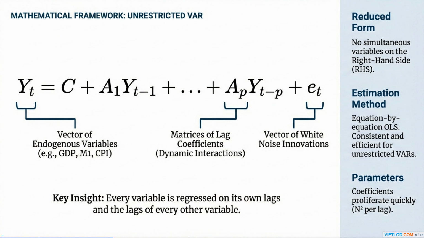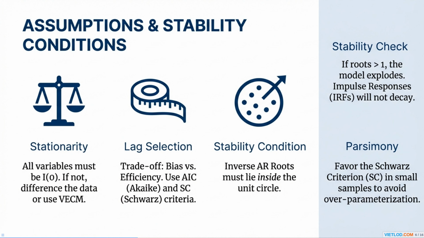Regarding its structure, the unrestricted VAR is in a reduced form, meaning there are no simultaneous variables on the right-hand side of the equations. This simplifies estimation. The estimation method for this model is typically equation by equation ordinary least squares, or OLS. This method is consistent and efficient for estimating unrestricted VAR models. However, it's important to note the parameters. The number of coefficients in a VAR model can proliferate very quickly, specifically n-squared coefficients per lag, where n is the number of variables. This can quickly lead to an overparameterized model if not managed carefully.